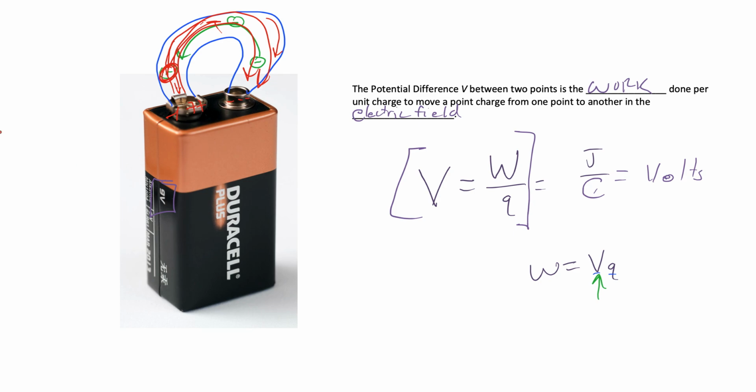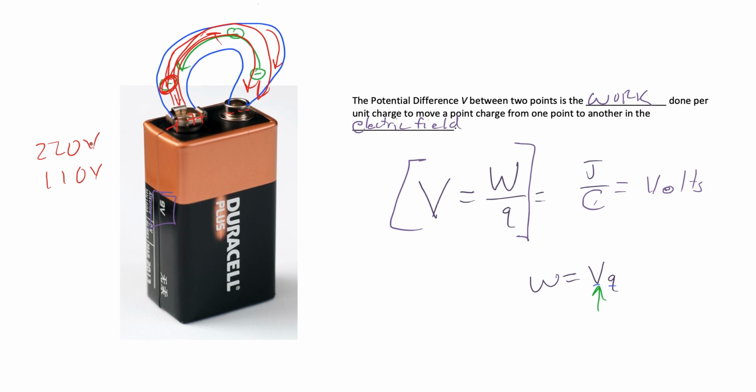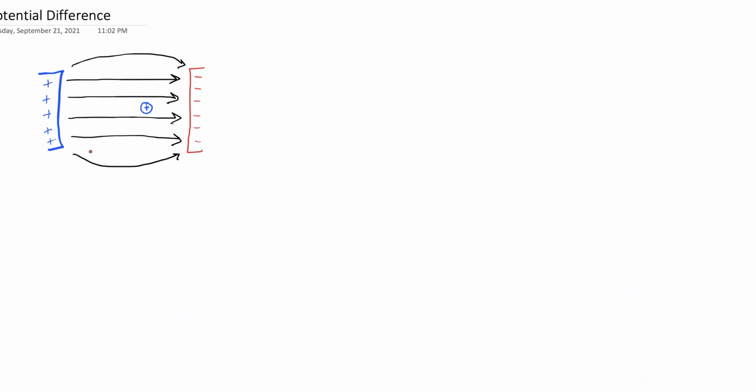So in our outlets, we have 220 volts, so 220 joules per coulomb. In the US, it's 110 volts, so 110 joules per coulomb. And that is the definition of potential difference.